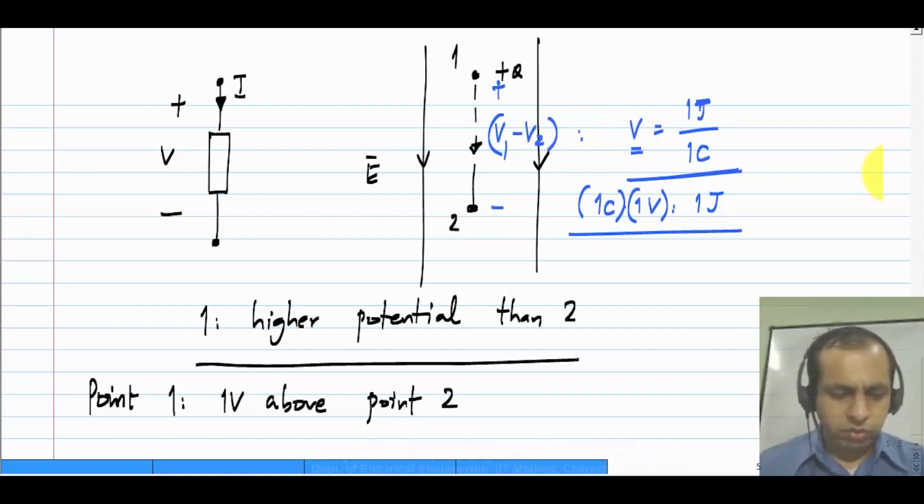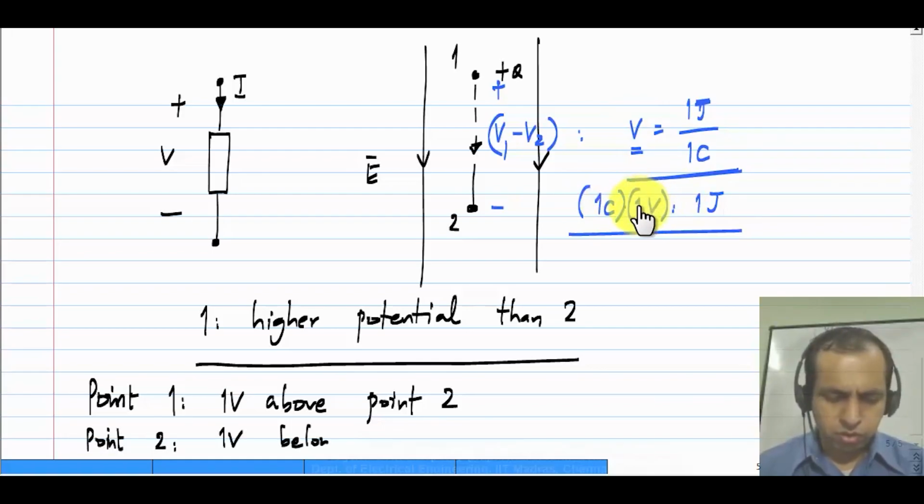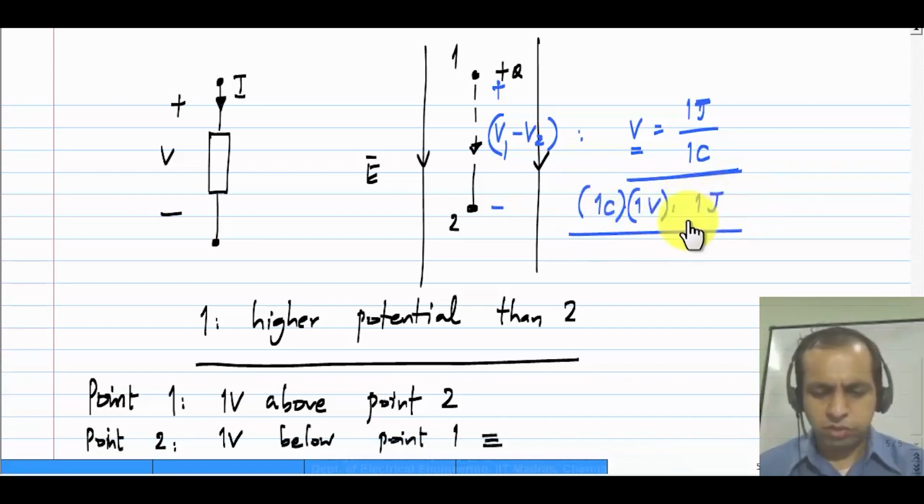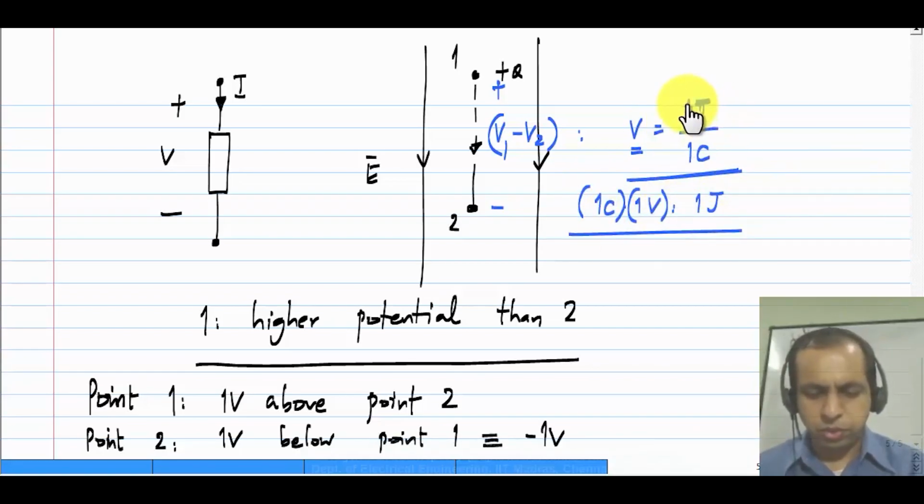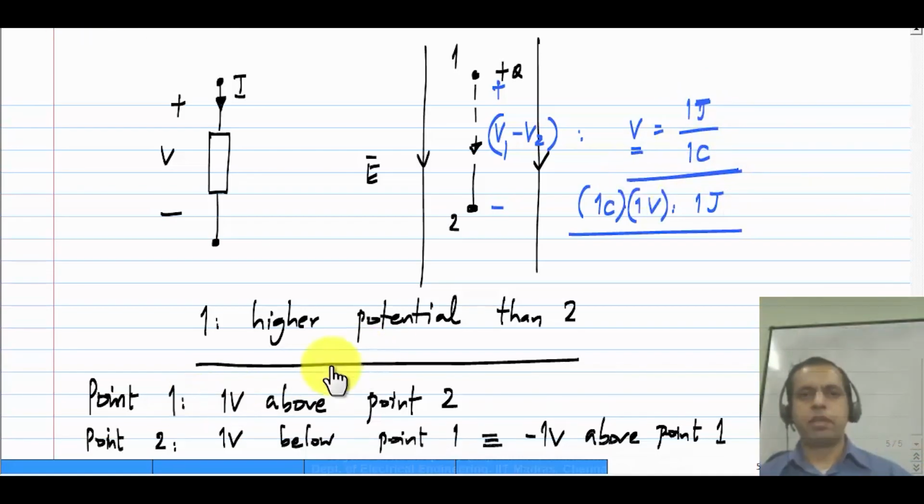Okay, and we could equally well say that point 2 is 1 volt below point 1, which is exactly the same as saying point 2 is minus 1 volt above point 1. Okay, now this is kind of obvious.